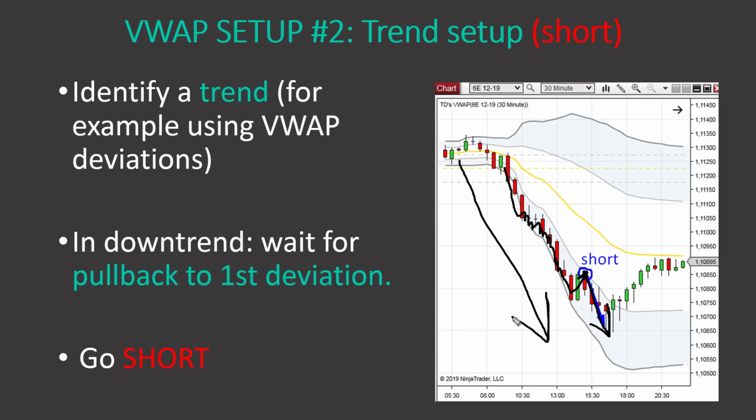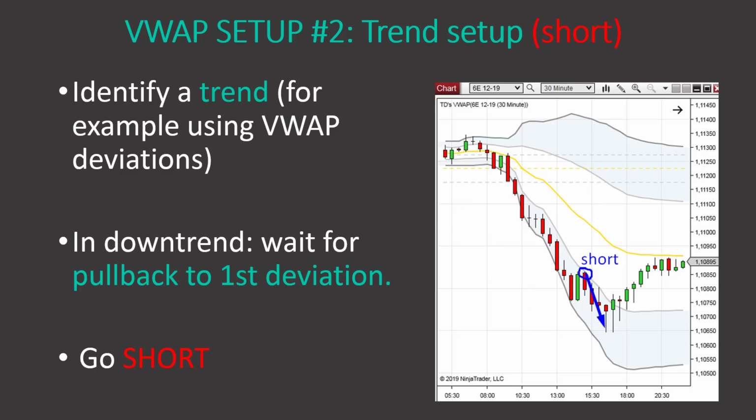The price is moving downwards, and the logic behind this setup is you want to participate in a downtrend. You're looking for a place to do that. The best place is to look for a pullback and enter a short from the place where the price hit the first deviation.